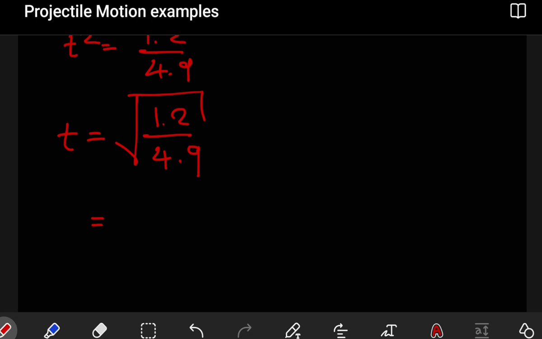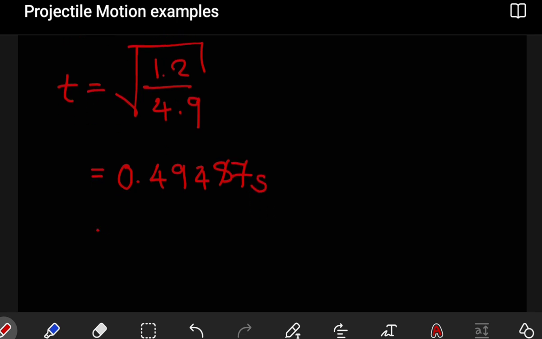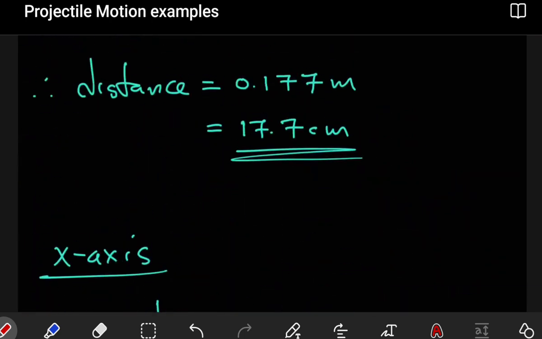And the answer comes out as 0.49487 seconds. Or we can write this as 0.495 seconds. But in the next calculation, I'll use the full value instead of the rounded off value. But you might also use that, you will get some marks there. Okay, so we have found how long the ball was in the air, which was the first part.